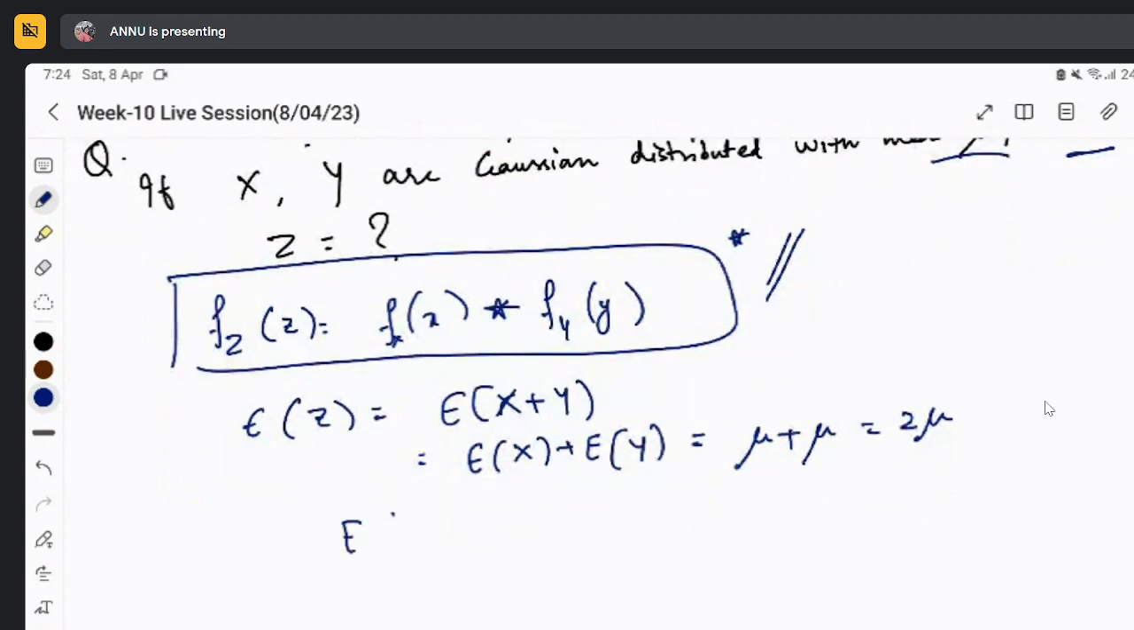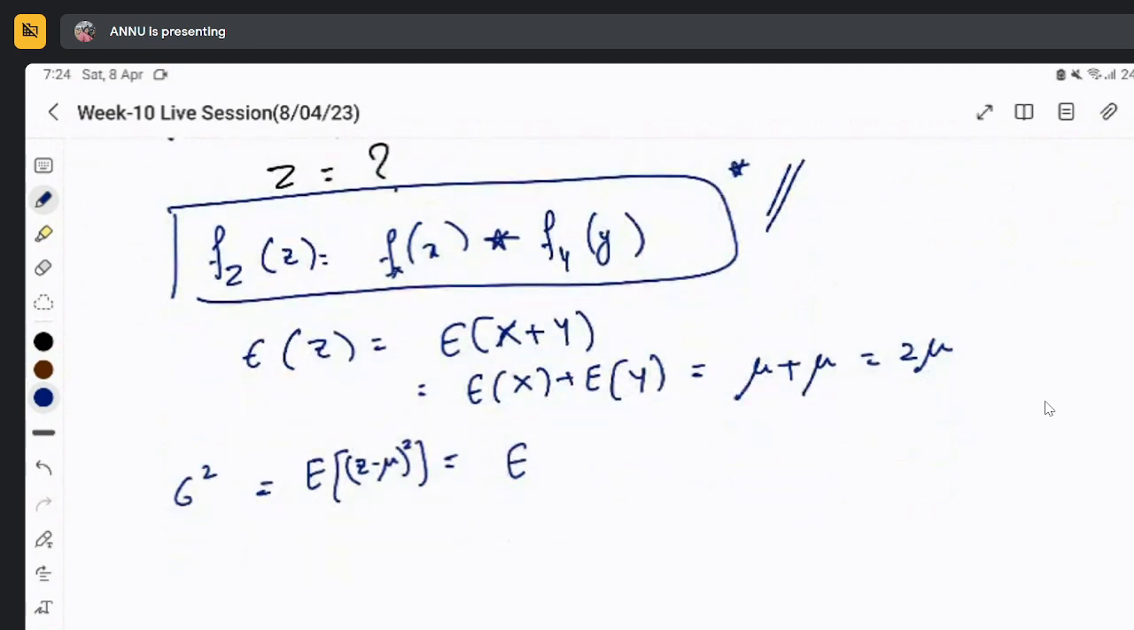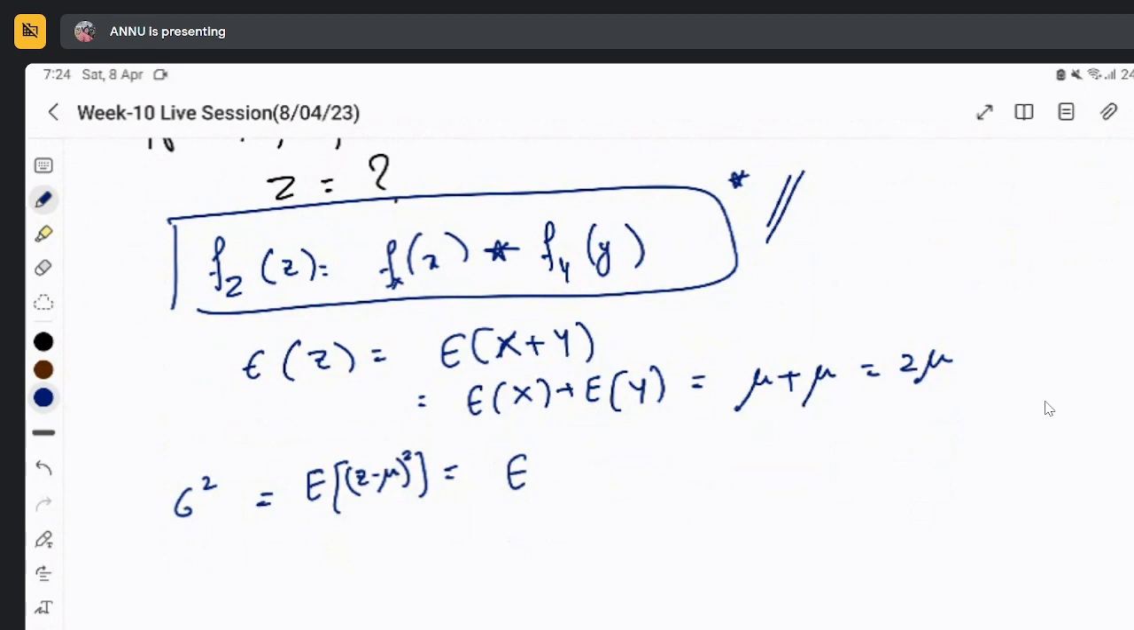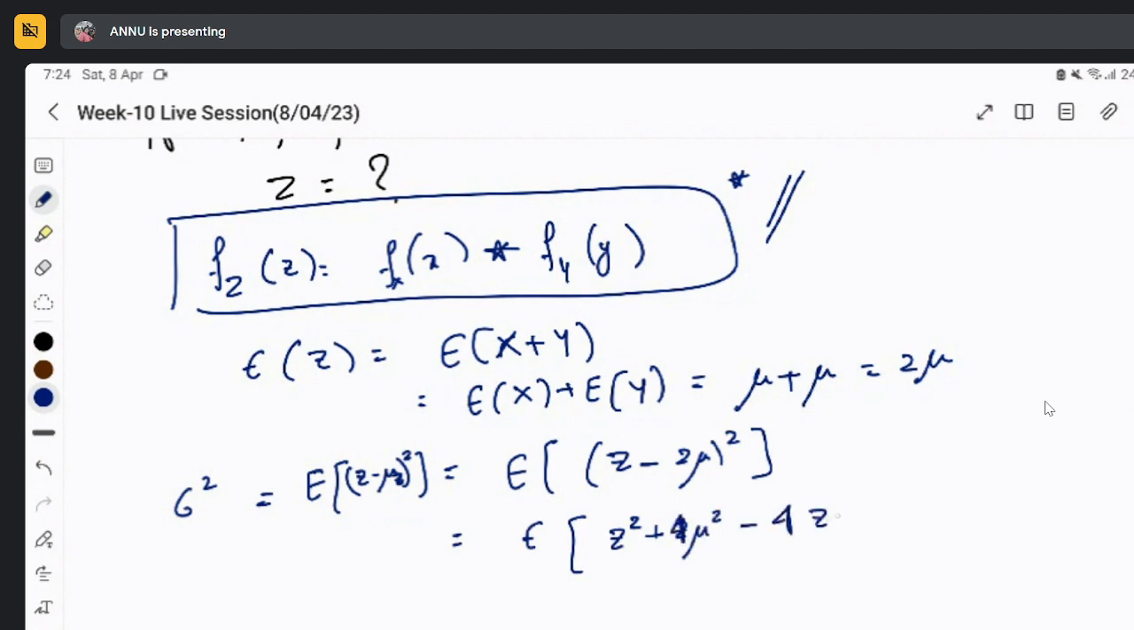Standard deviation. How is the standard deviation calculated? This is the expectation of z minus 2 mu, whole square, which is sigma square. So it will be z minus 2 mu, whole square. If you calculate this, it is z square plus 4 mu square minus 4 z mu. So using the linearity property.